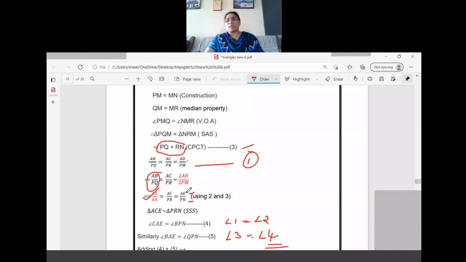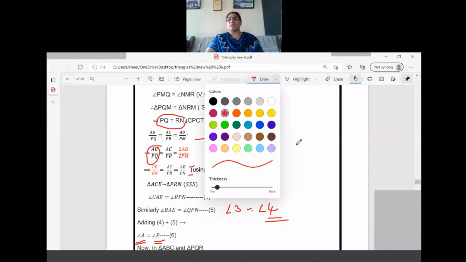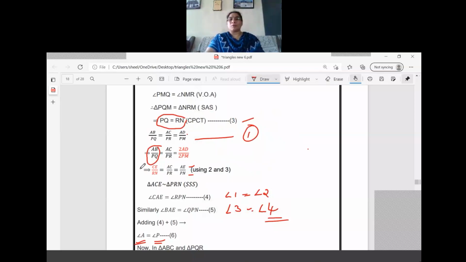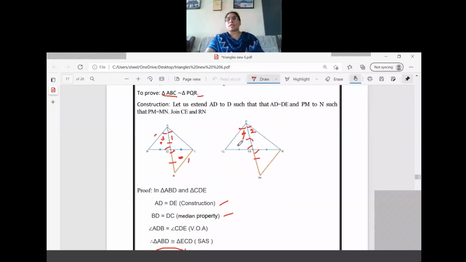So we got AE by PN. If you consider all these three sides, that will be equal to which one? It is a triangle ACE only, right? So triangle ACE is similar to triangle PRN. From this similarity criteria, if we go for the diagram, we can easily mark that these two triangles are similar, then the angles are also equal. So angle 1 equals angle 2. Similarly, angle 3 and angle 4 are also equal.